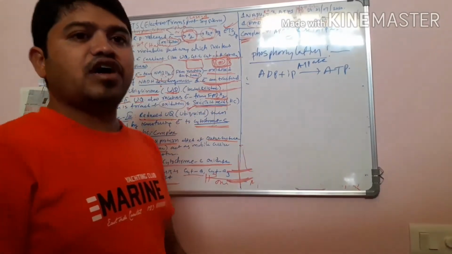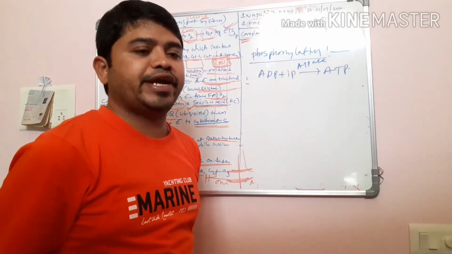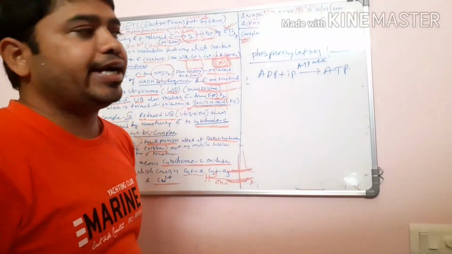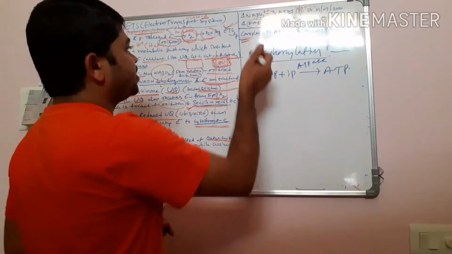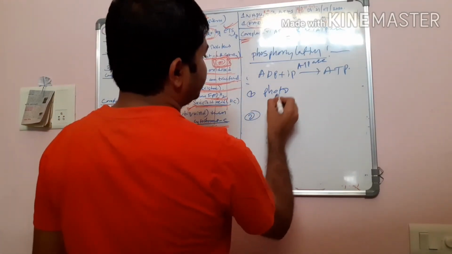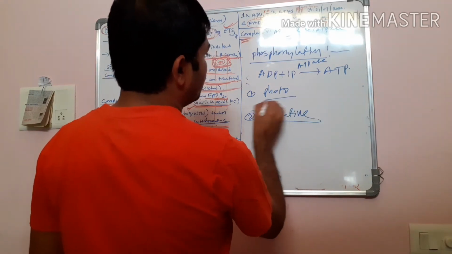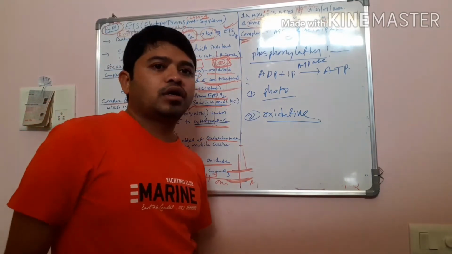The process of formation of ATP from ADP and inorganic phosphate in the presence of ATP synthase or ATPase during respiration is commonly called what? Phosphorylation. It is of 2 types: photophosphorylation and oxidative phosphorylation.